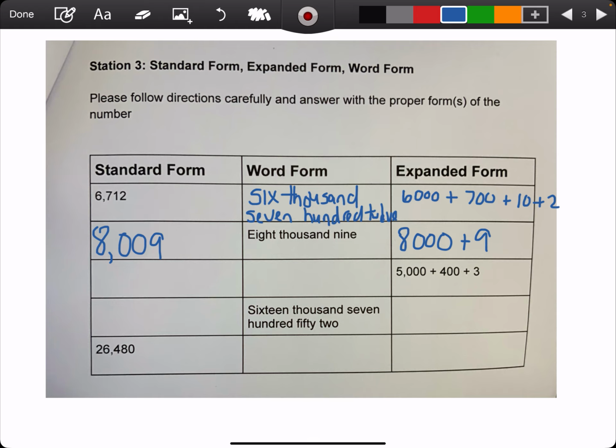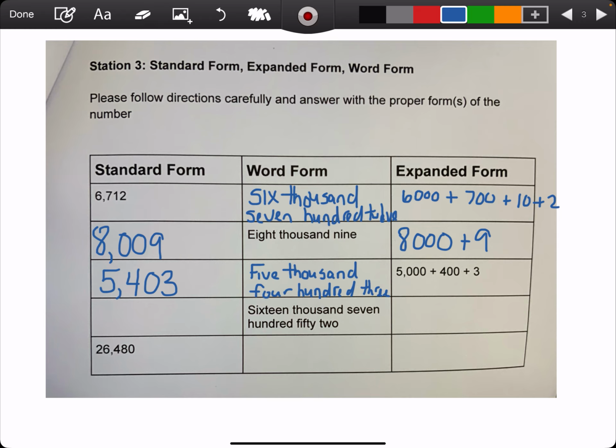The next one we have expanded form. We have 5,000 plus 400 plus 3. So I know that's going to be 5,403. That's written in standard form. Let's write it in word form. 5,403. Okay.